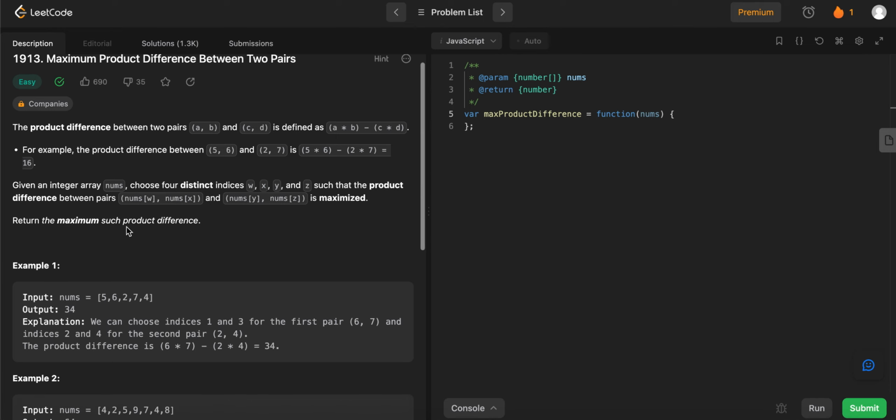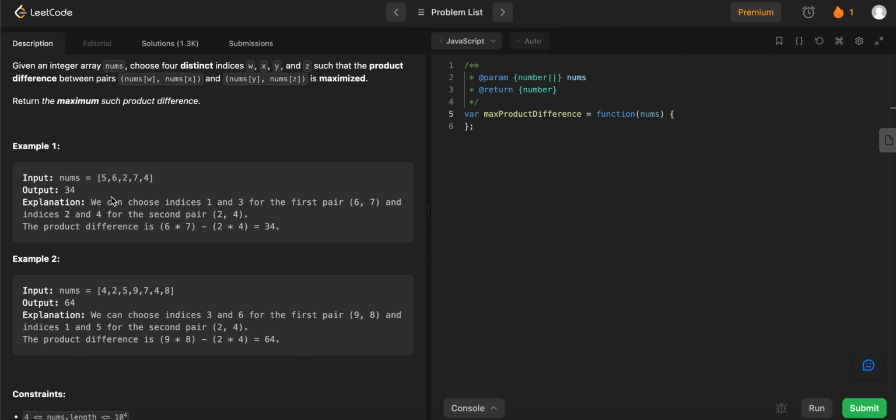So our challenge here is, given an integer array nums, choose four distinct indices w, x, y, and z, such that the product difference between pairs nums at w, nums at x, and nums at y, nums at z is maximized. Return the maximum such product difference.